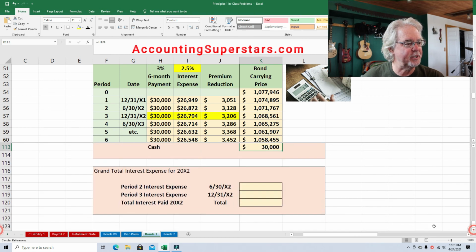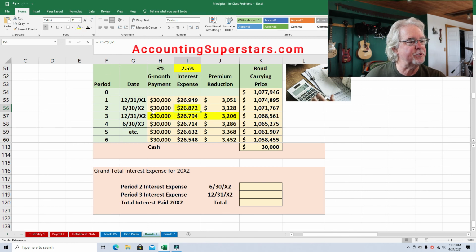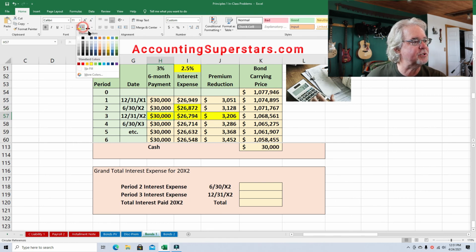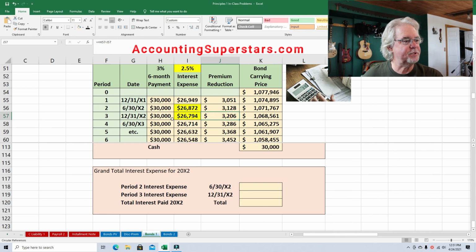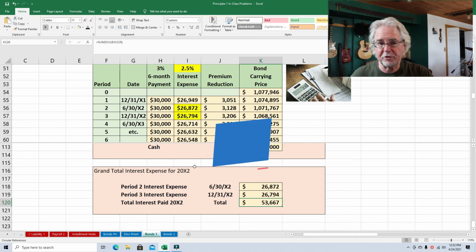So, last question here. What's the grand total for the second year? So, in the second year, there were 2 interest payments, and we have one of them right here too. So, I'm going to just change the colors just so this makes a little bit more sense. There we go. So, the interest for year 2 would be the $26,872 and the $26,794. So all you do is put those right down here in the chart. There you go. $53,667 is the grand total for interest.